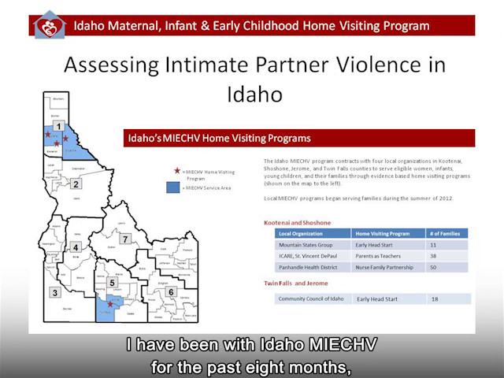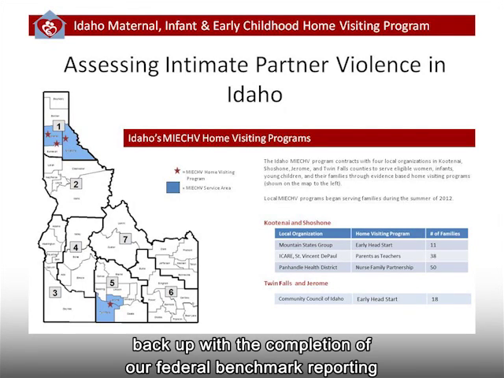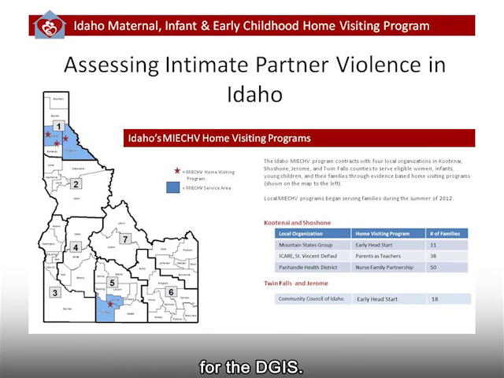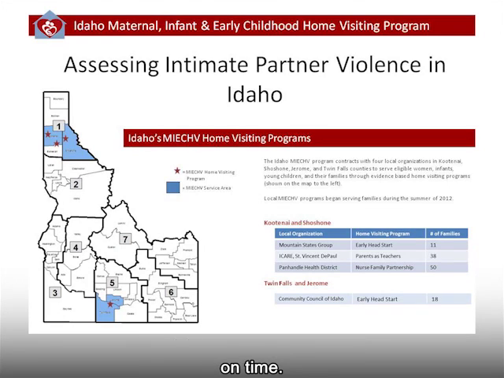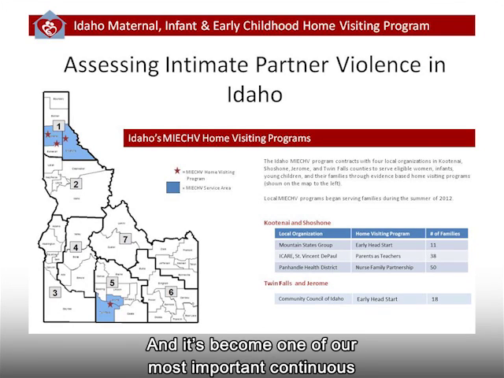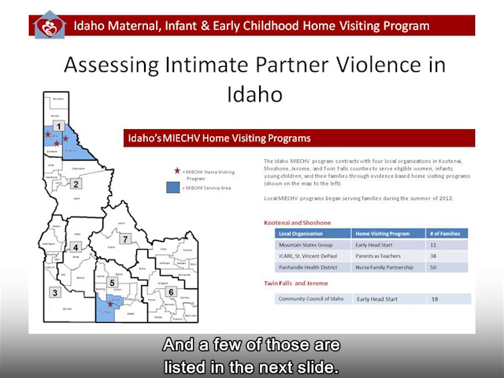I have been with Idaho MIECHV for the past 8 months, since August 2013, and I actually picked this project back up with the completion of our federal benchmark reporting for the DGIS. And what I found is that we needed to address some issues with completion and completion on time, and it's become one of our most important continuous quality improvement projects. So in doing that, we are assessing and leveraging our partners, and a few of those are listed in the next slide.